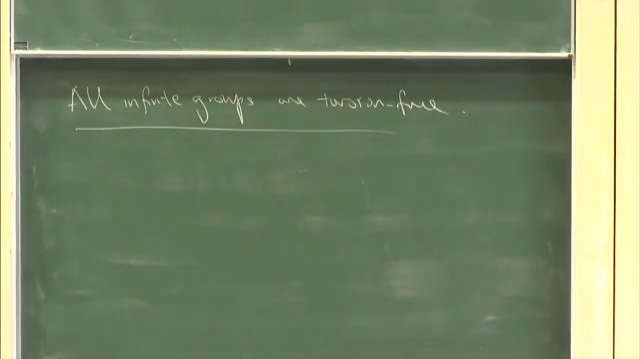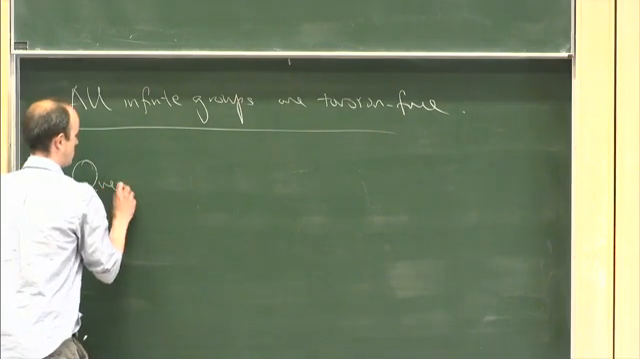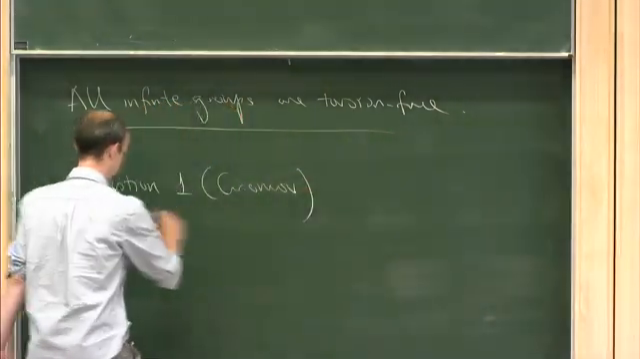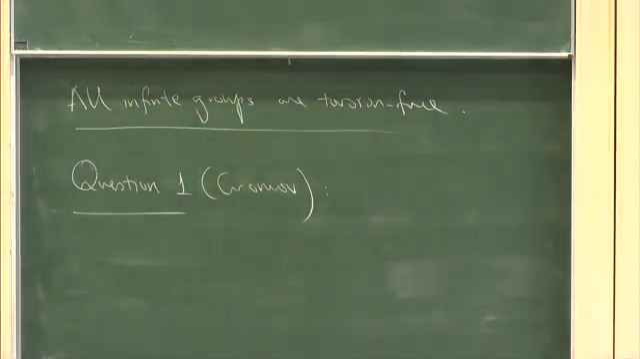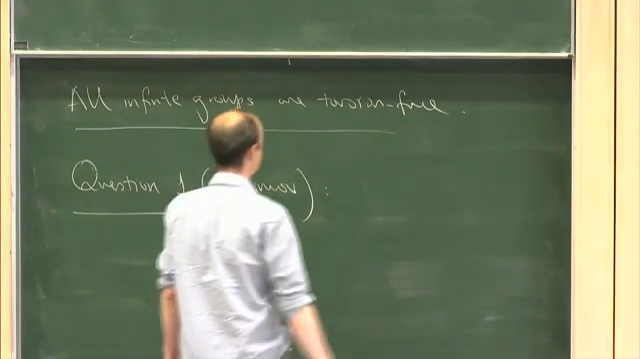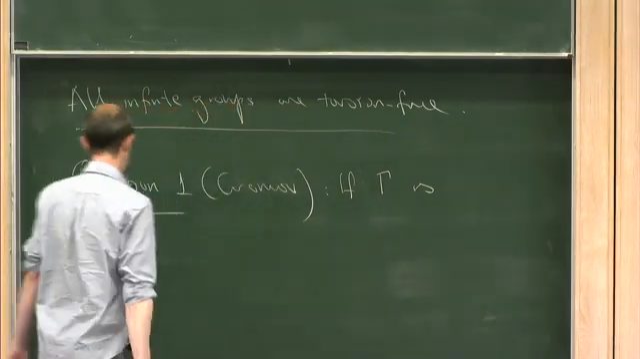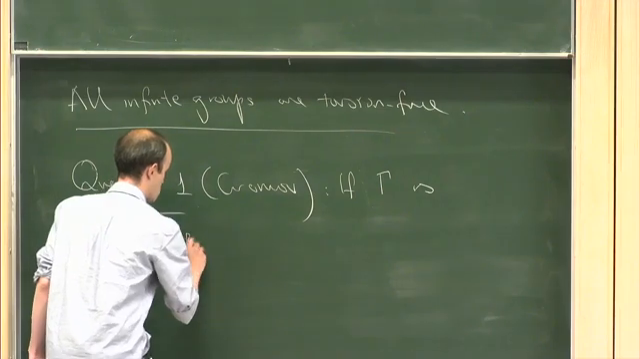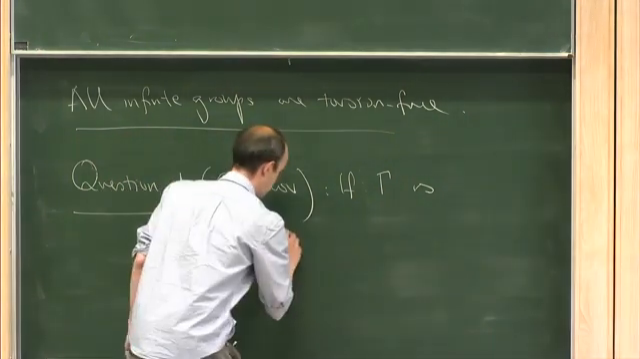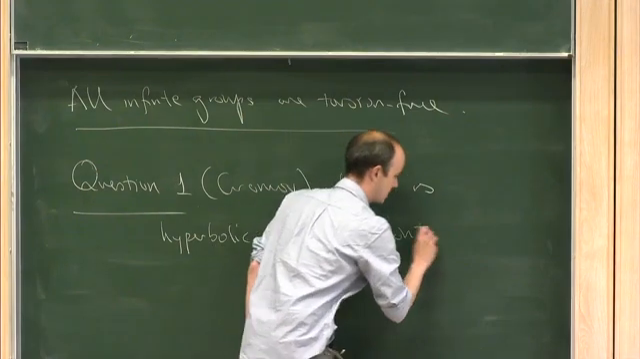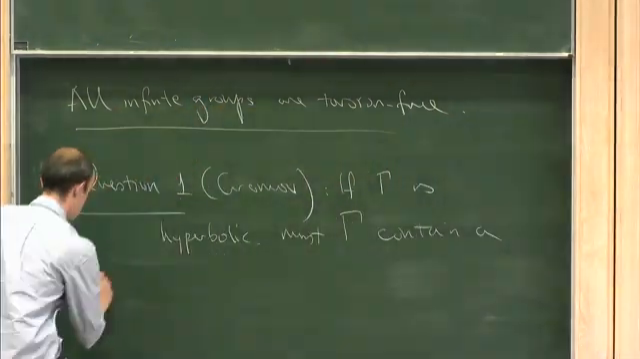So today I want to talk about a question that is probably pretty well known to this audience. It's a famous question in geometric group theory, and it's usually attributed to Gromov. What he basically wants to say is, the question is something like: if gamma is hyperbolic, well, gamma is a group of course, must gamma contain a surface subgroup?